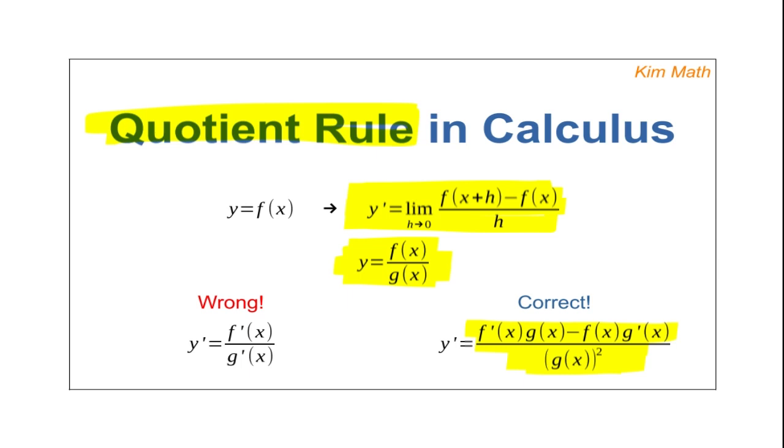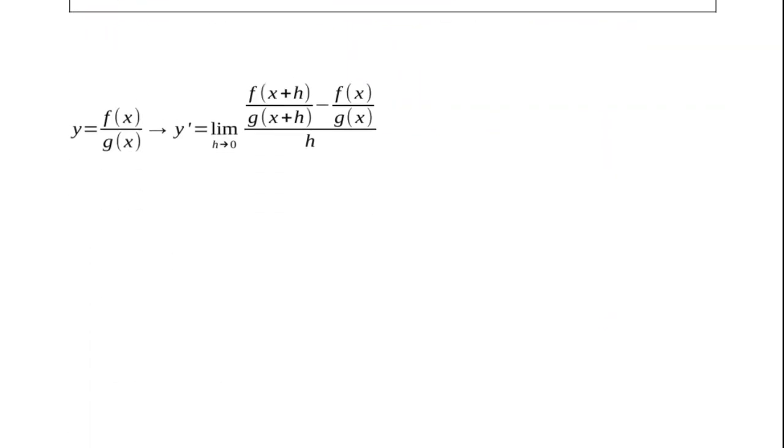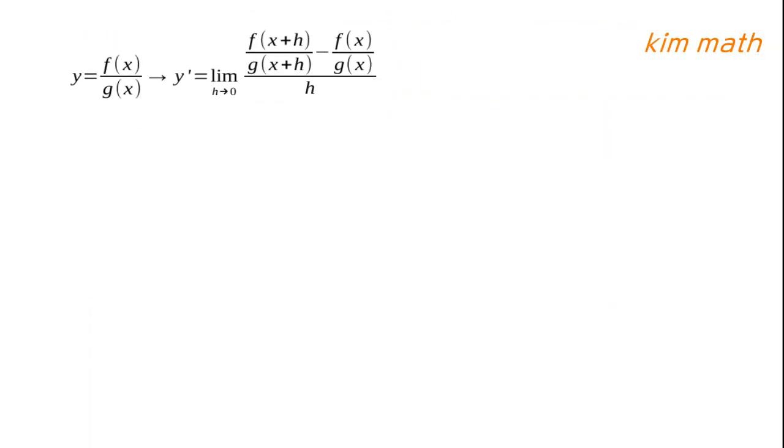First, we will discuss why we have this rule. Okay, here. You have f of x over g of x. By definition, y prime will be, yes, in this equation, you can plug in x plus h, which is here, right? Then the original one is here. Good.